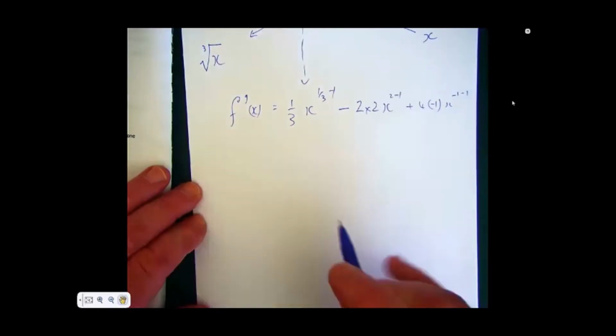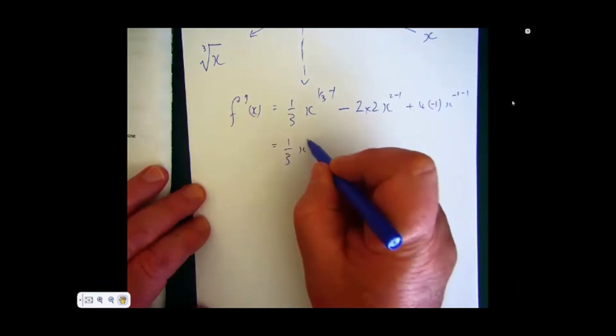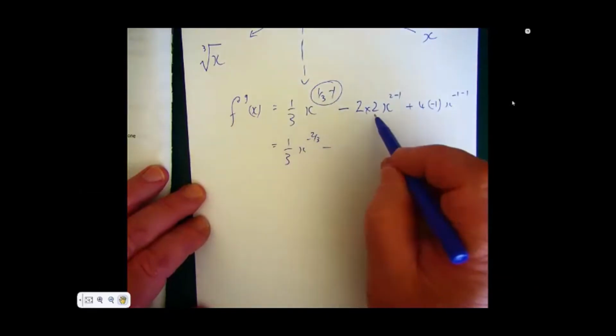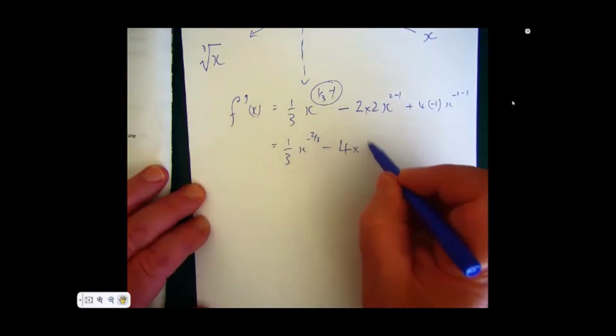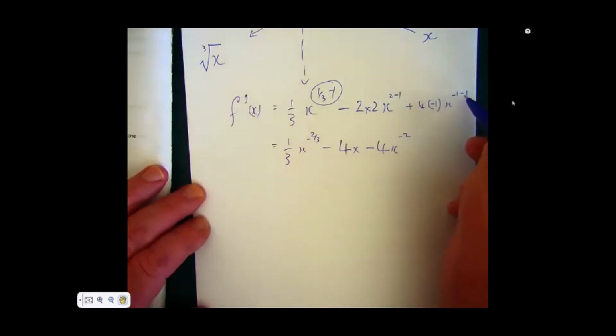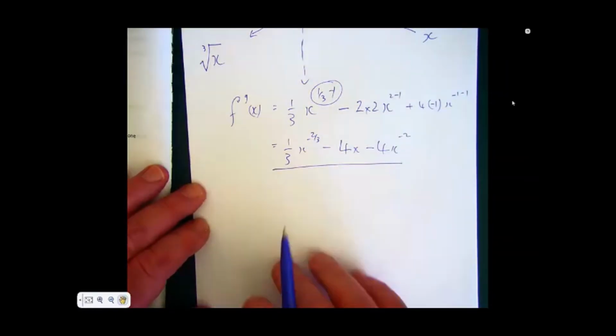So now we get this together. This is going to be 1/3 of x to the minus 2/3. You've got to be good with your fractions. Minus 2 2s are 4, x to the 1, we don't bother putting the 1 in, and this will be minus 4 x to the negative 2. Minus 1 is minus 2. And this in fact is the answer that's given in your book.